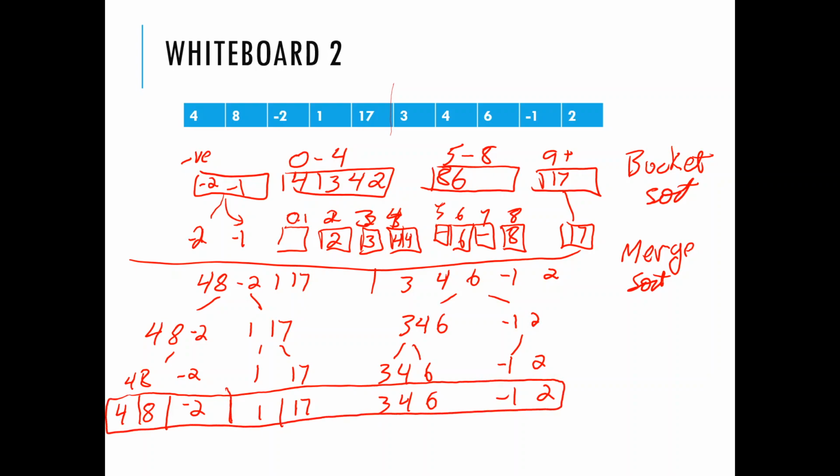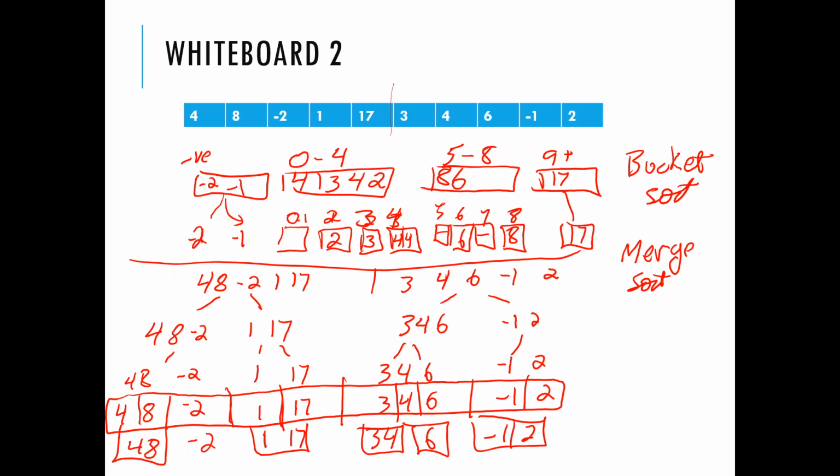And then the question is, what the hell did I get from that? That seems like a complete waste of my time. That seems ridiculous. Well, let's actually then re-merge these buckets. So I'll take the 4 and the 8, I'll merge them together, I'll get 4, 8. And then there's a -2. I'll take the 1 and the 17, I'll merge them, 1, 17. I'll take the 3 and the 4, I'll merge them, 3, 4. They have to be in order, 6. And then this -1, 2. All right.